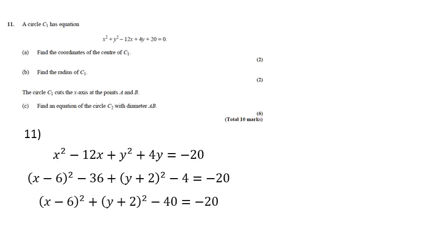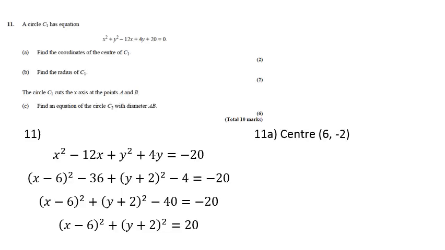Okay, minus 36 and minus 4 give us minus 40. And when we add the 40 across, we get x minus 6 squared plus y plus 2 squared equals 20. So now we can answer part A and part B. The centre of the circle will be 6, minus 2, and the radius is the square root of 20.